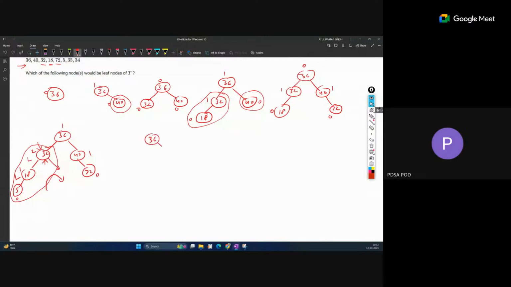So 36, 40, and 72 will remain the same. But here 18 will come at this position, and 32 will become its right child. So 32 and 5.